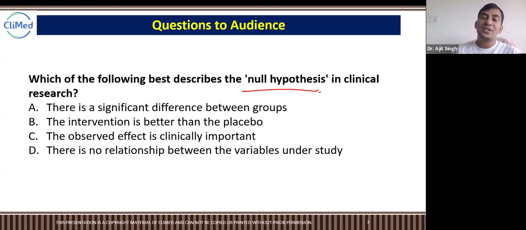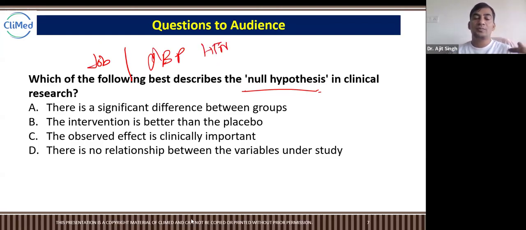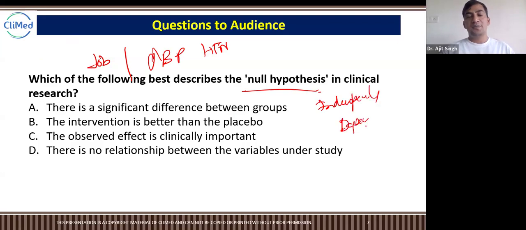So if I talk about job and blood pressure, raised blood pressure or hypertension, can someone tell me what is independent and what is dependent? What is independent variable, what is dependent variable? Yes, guys, someone. Independent variable like time? No, I'm not asking time. I'm asking in the job and hypertension, what is independent and what is dependent?